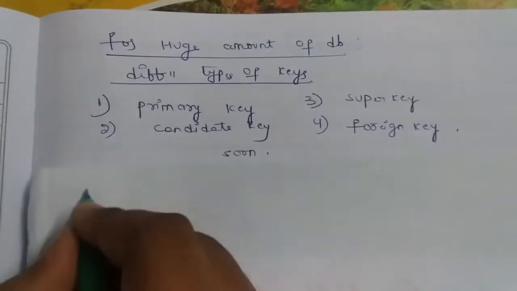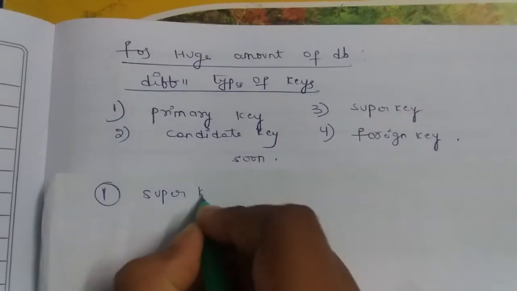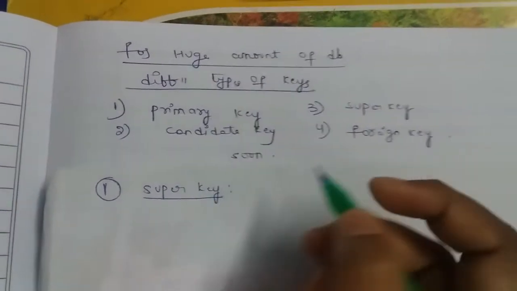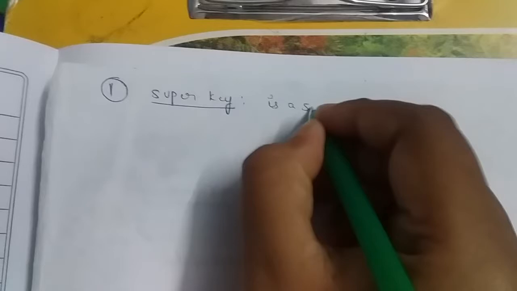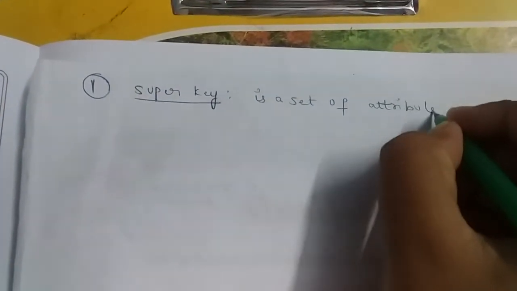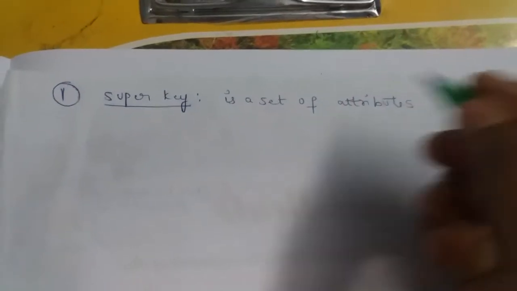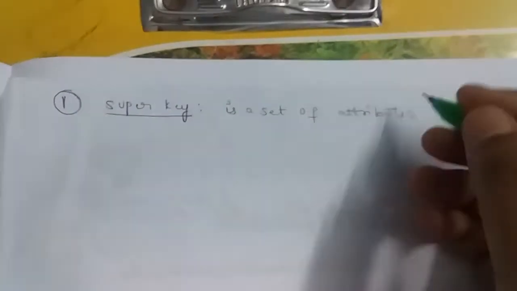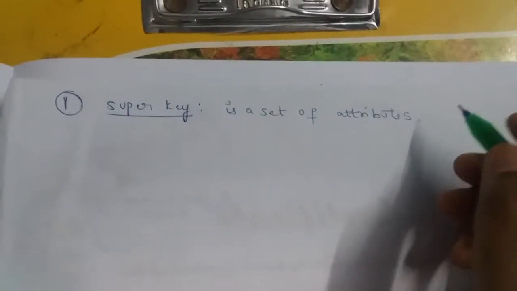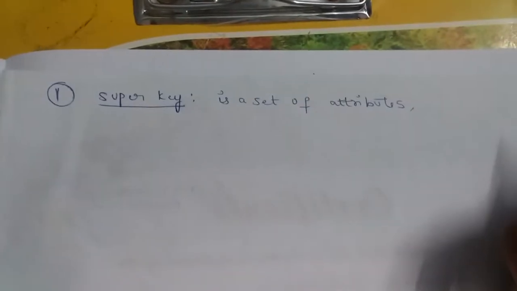First I will explain about the super key. What is meant by a super key? The definition of a super key is a set of attributes. Why do we use the super key? By using the attributes, we can identify each row uniquely.